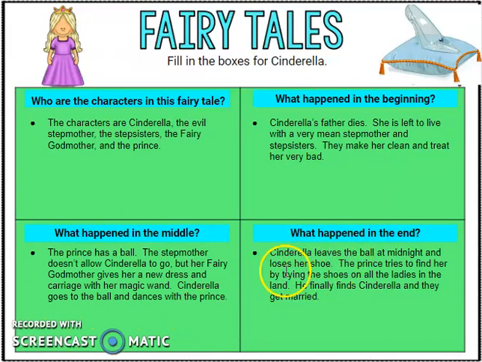What happened in the end? Well, Cinderella leaves the ball at midnight and loses her shoe. The prince tries to find her by trying the shoes on all the ladies in the land. He finally finds Cinderella and they get married. So this would be a good retell.